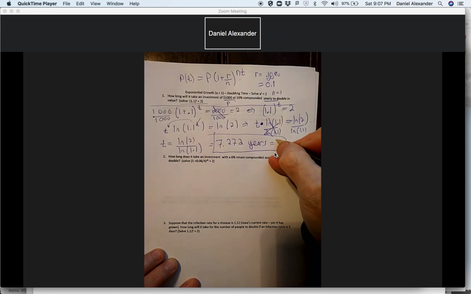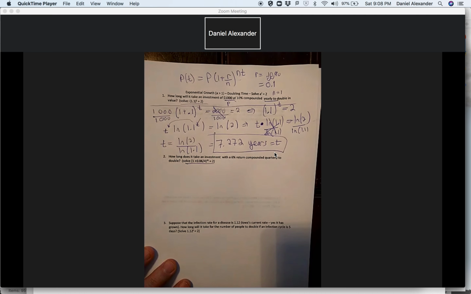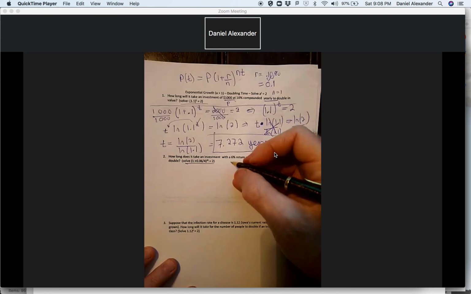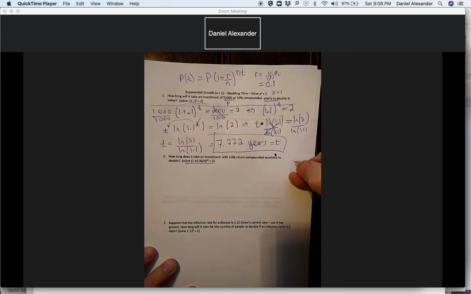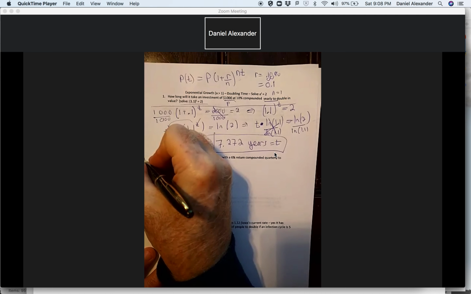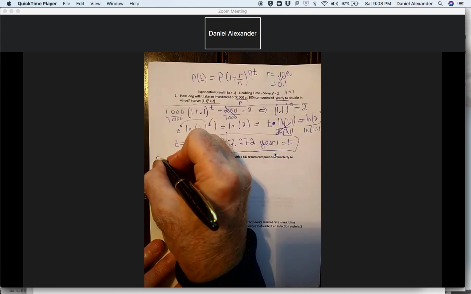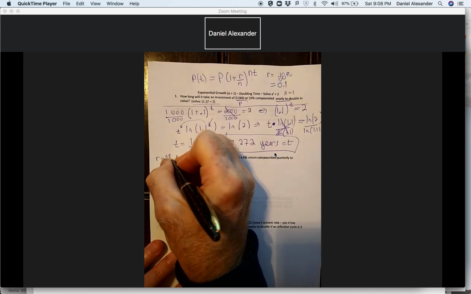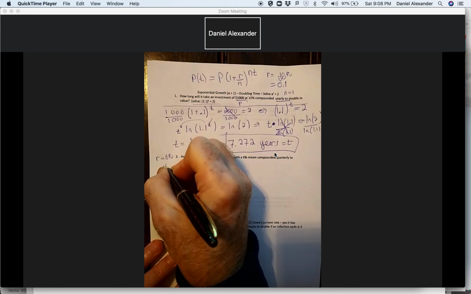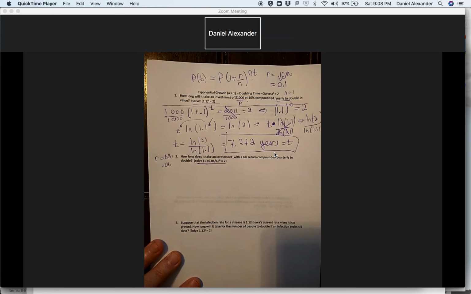Okay. So the second one, it's another investment problem, but I'm not even going to bother to put the initial investment in because that's just going to cancel. So my rate is going to be 6%. Let's make sure you can see that. And that's going to end up being 0.06 for my r.